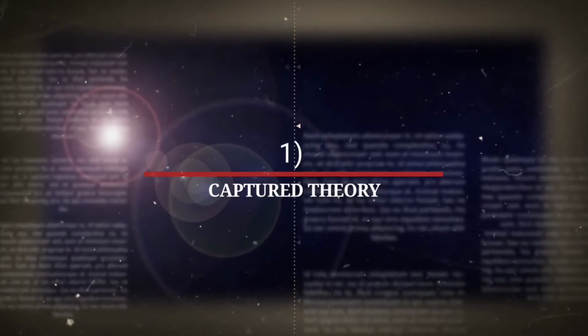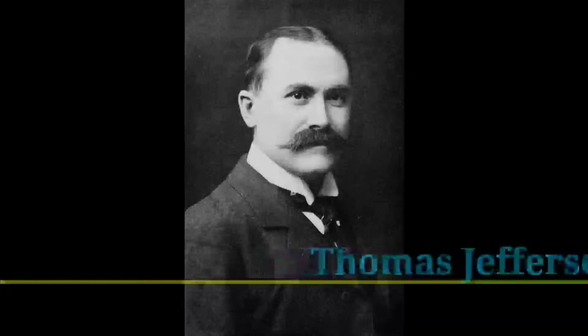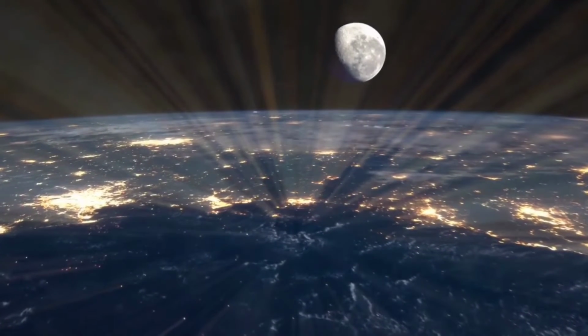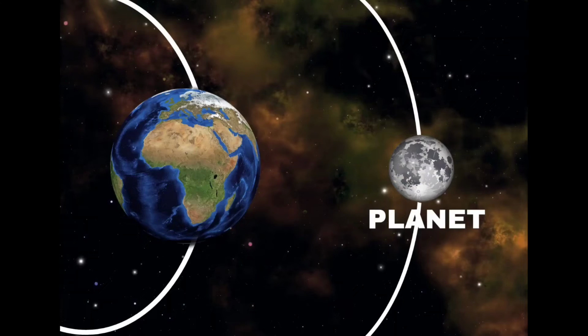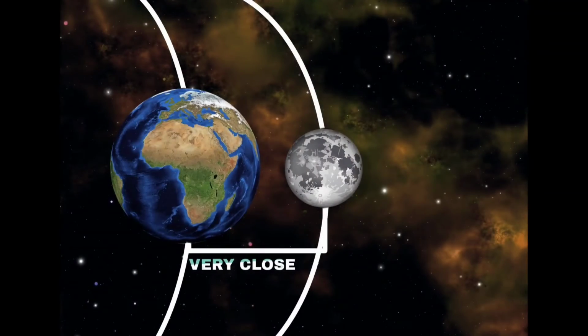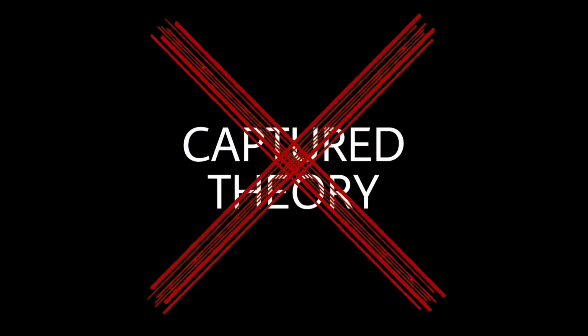Number 1, capture theory. This theory was proposed by a scientist called Thomas Jefferson Jackson. He says that the Moon was once a planet, but eventually there was one particular time where the Earth and Moon came very close, so that the Earth's gravitational force pulled the Moon out of its orbit and made it a satellite. Which is not at all correct, because it does not explain the physics in it.